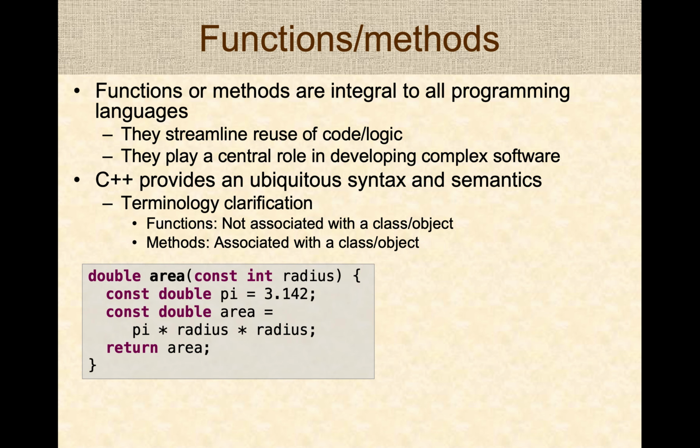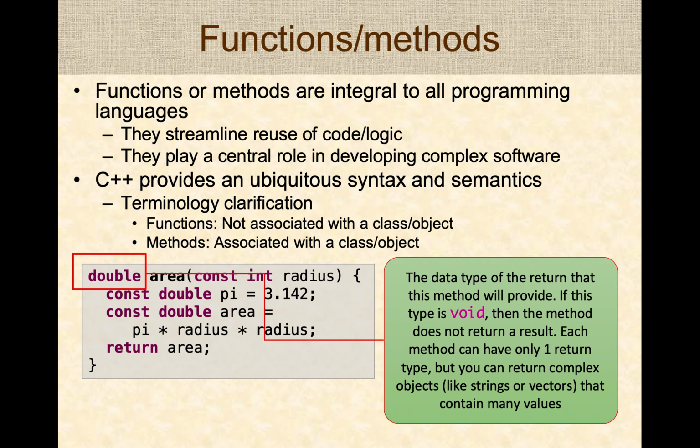Here's an example of a function. Every function has an initial data type that indicates the value that will be returned by the function or a method. Here in this example, the method returns a double or a floating point number. If this return value is void, then the method does not return any value but performs some logic when it is called.